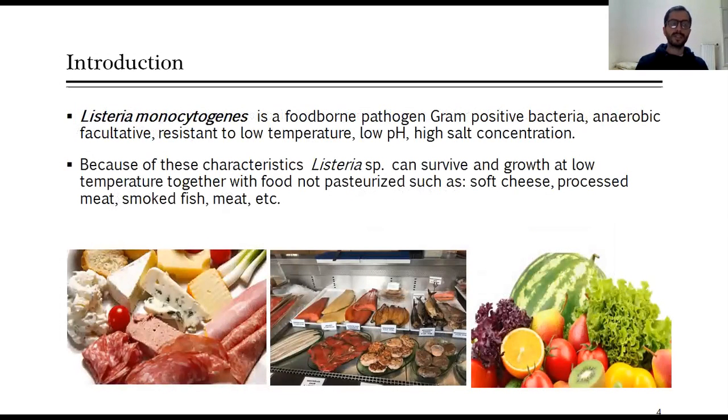Listeria monocytogenes is a foodborne pathogen, a gram-positive bacterium, and it has the capacity to survive at low temperature, low pH, and high salt concentration. Because of these characteristics, this bacterium can survive in food not previously pasteurized, such as soft cheese, processed meat, smoked fish, fruit and vegetables.